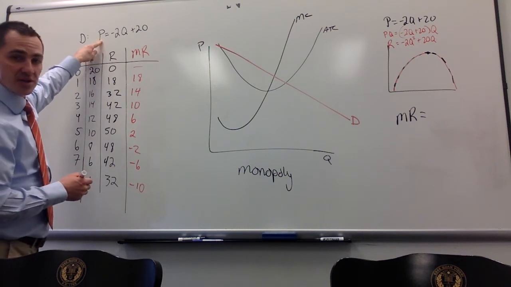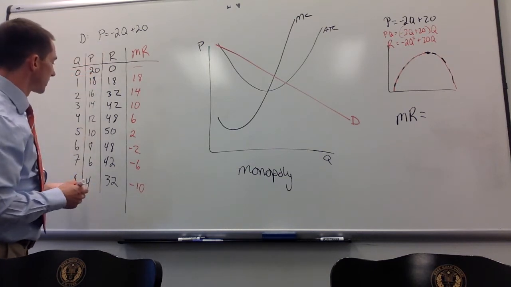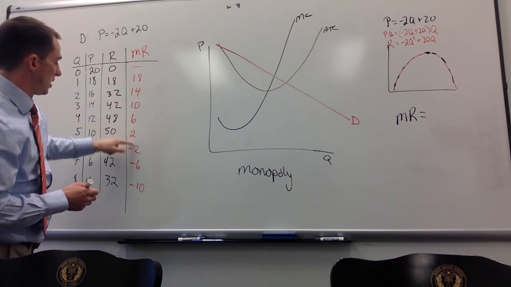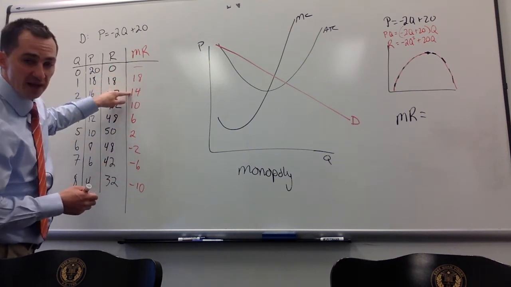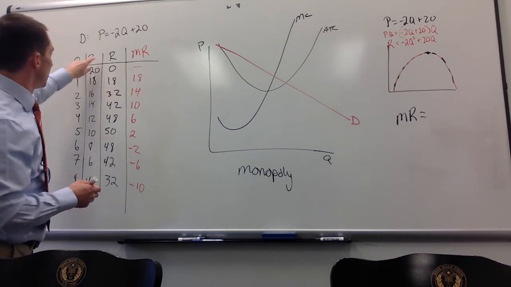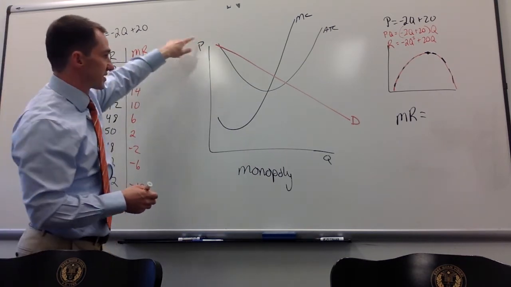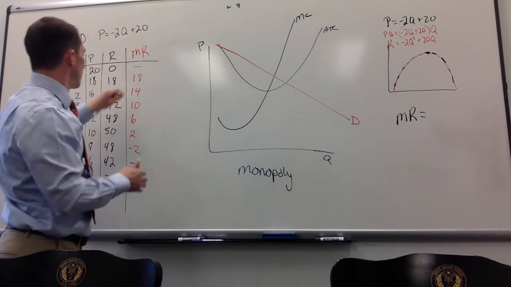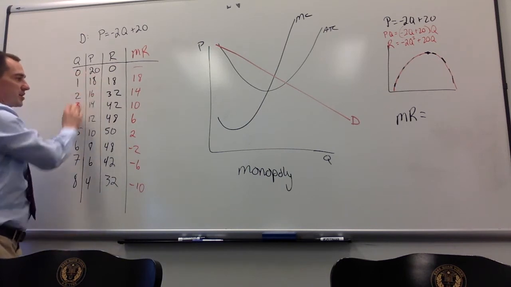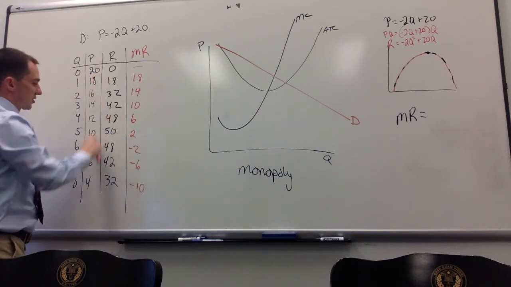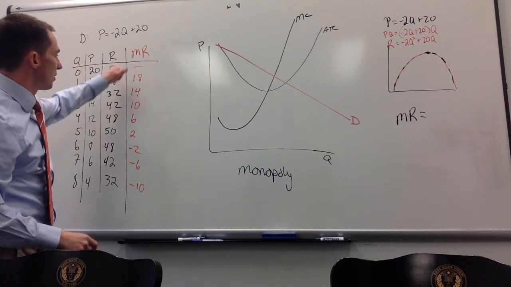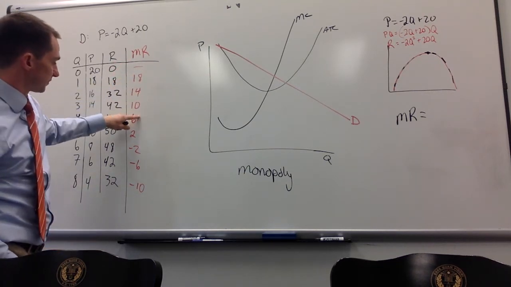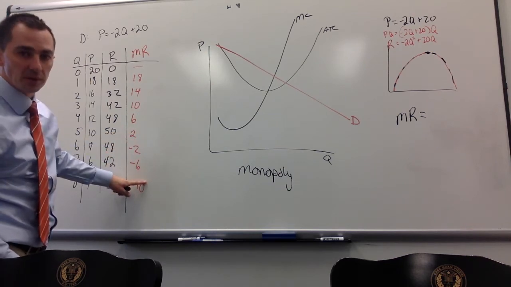I have this equation for demand. That's where I get my price and quantity multiplied to get revenue, and subtracted to get marginal revenue. This equation is right here. This is a linear relationship between price and quantity. As quantity goes up, the price goes down. But look at the slope of marginal revenue. Marginal revenue goes down by 4.